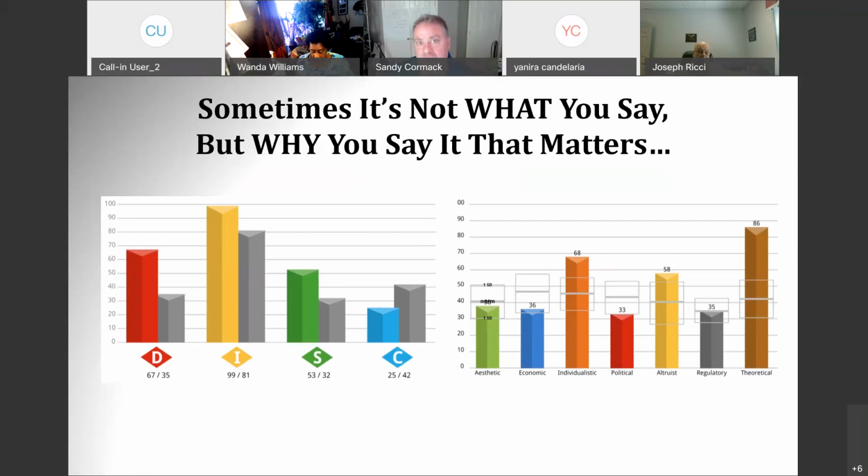Also keep in mind, sometimes it's not what you say that matters, it's why you say it. So we're now going to start looking at the implications of your values. Remember, the values reveal the why. So sometimes you really have to dig down into an individual's motivations to be able to connect with them. And this especially relates to when you're trying to persuade them to do something.